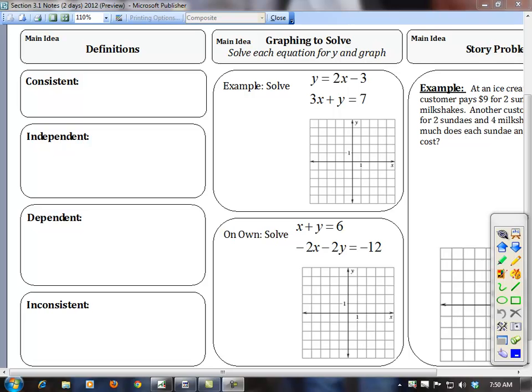So let's start with a few definitions, and for today we're only going to do the front side, and then tomorrow we'll do the back side. Okay, so for the front, take a look at the term consistent.